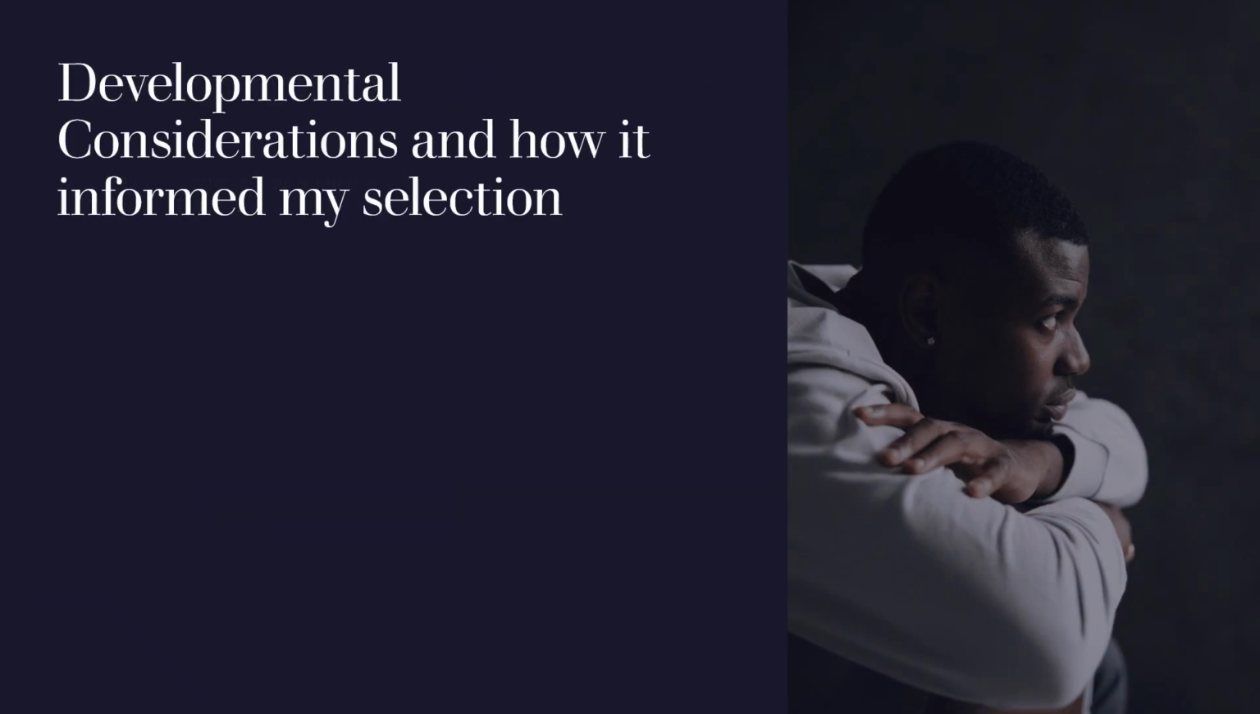Developmental considerations and how they informed my selection. Adolescence is a critical time in cognitive, emotional, and neurological development. At 17, the prefrontal cortex is still maturing, which means higher-order functioning, such as planning, impulse control, and emotional regulation, is not yet fully developed. During this stage, adolescents strive for autonomy while continuing to rely on parents for guidance and emotional support. It is also a time when young people are actively forming their sense of self and identity.